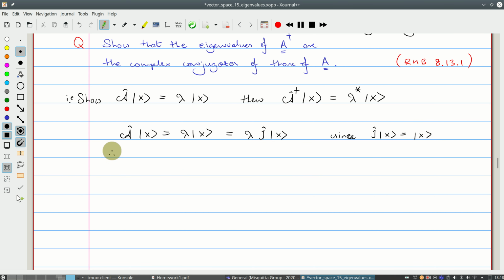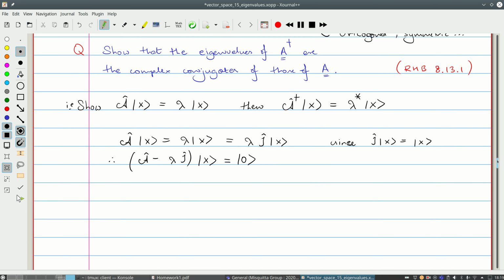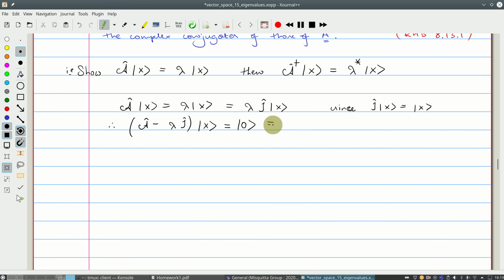Therefore, A minus lambda I operating on x. Now we've got operators in both terms. That's equal to the 0 vector. Remember, it's not 0, it's a 0 vector that appears here, because the result of this is still going to give you a vector. But some books just call this 0. It won't matter much here.